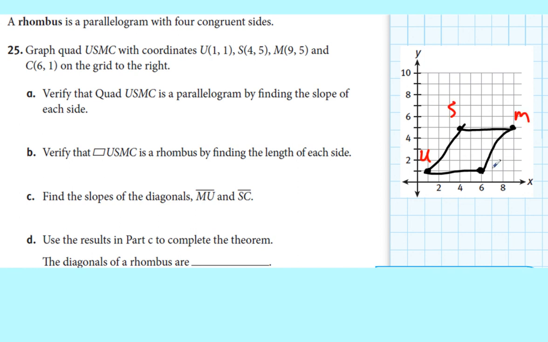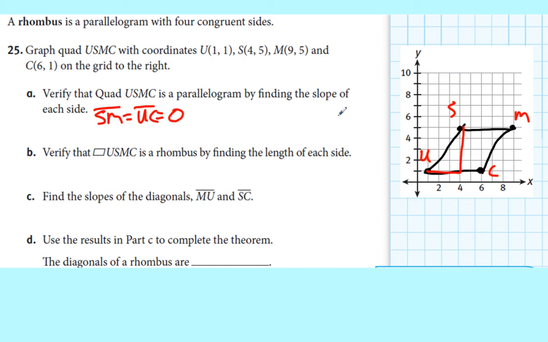Okay. We can start with the easy ones here. We can say SM and UC both have a slope of 0, right? 0 over anything is 0. And then for the slope of US and MC, this goes over 3 up 4, right?